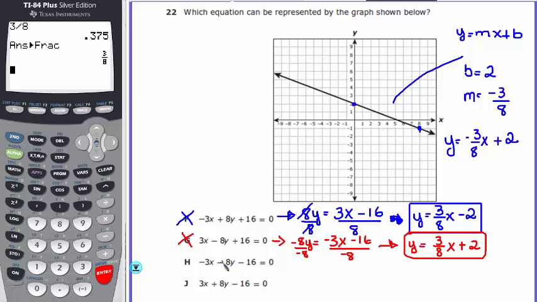So let's go ahead and try letter H. We're going to move the 3x and the 16. That leaves us negative 8y on this side, and on the other side, we're going to get 3x plus 16. And we're going to divide both sides by negative 8.